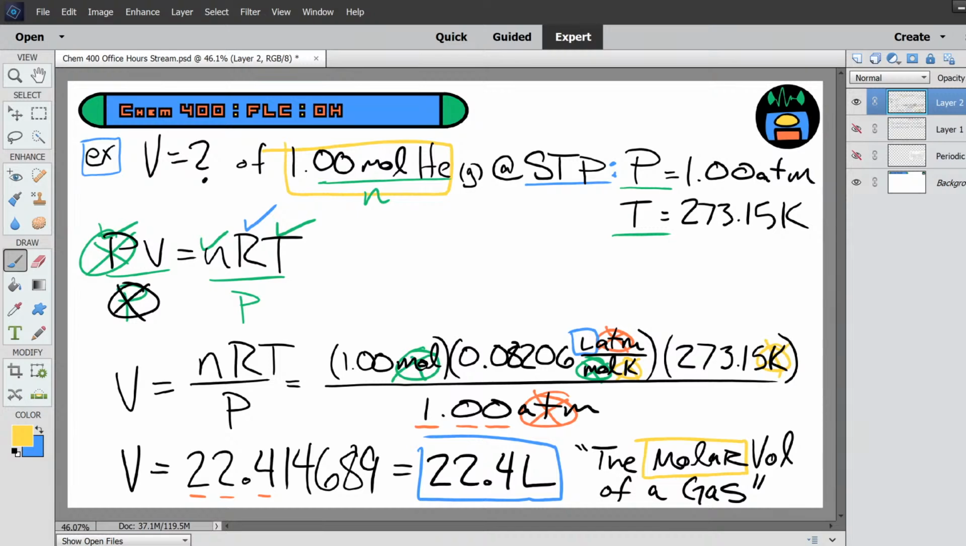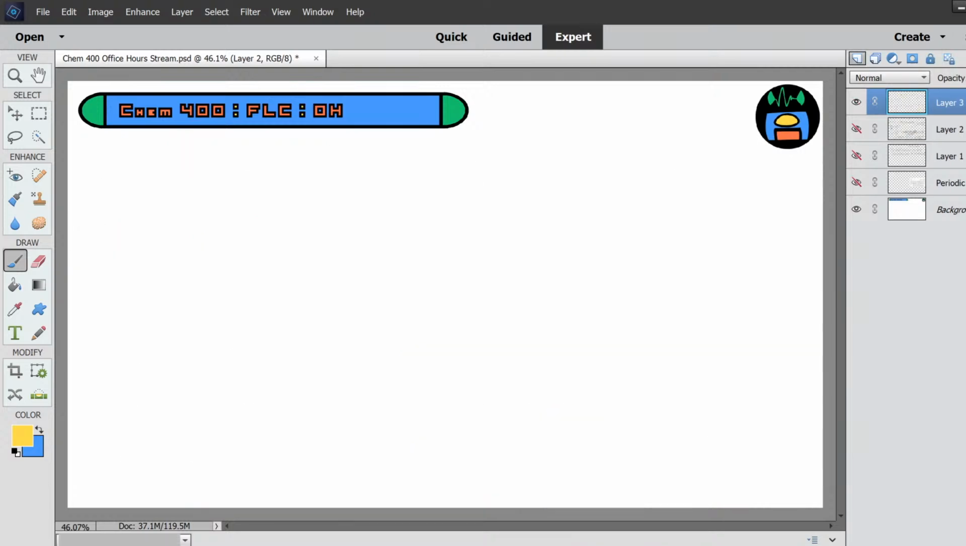And then that's where it comes from, because when you do the calculation with the ideal gas law for 1 mole of gas at standard temperature and pressure, it comes out to 22.4 liters.